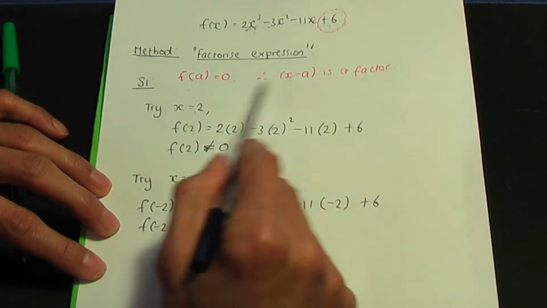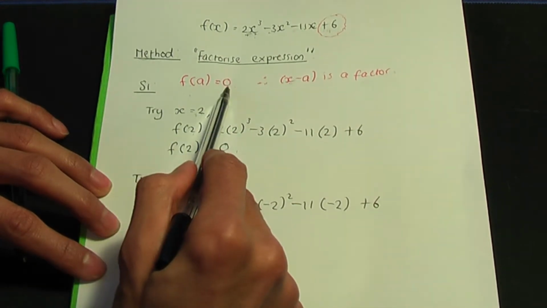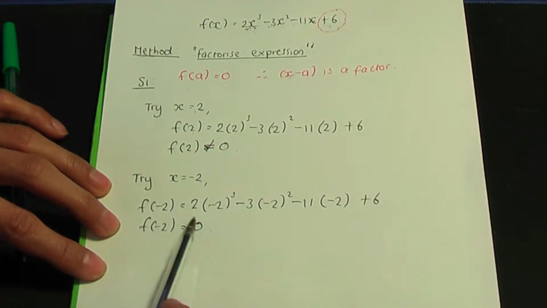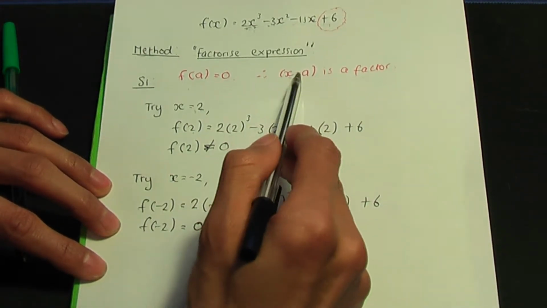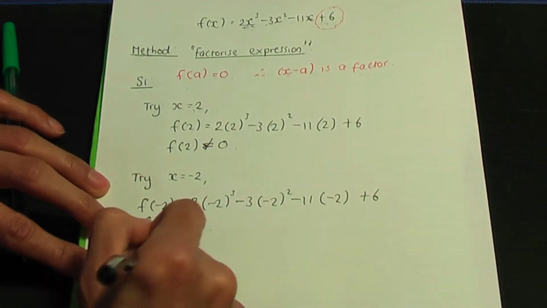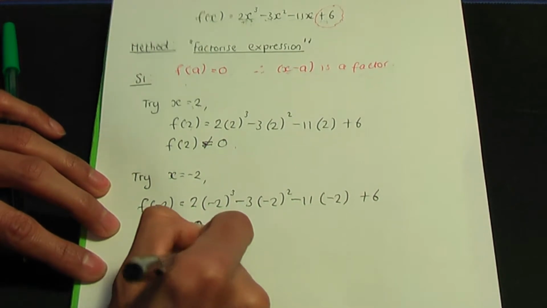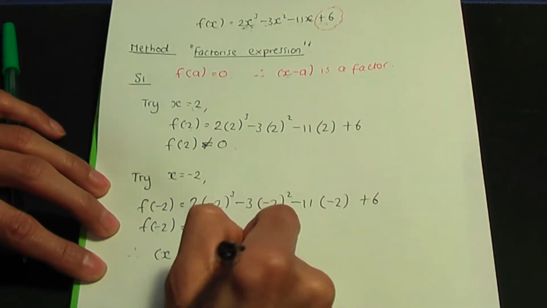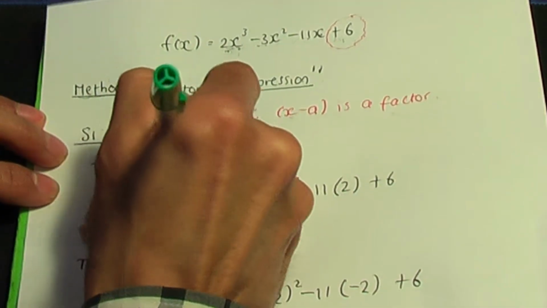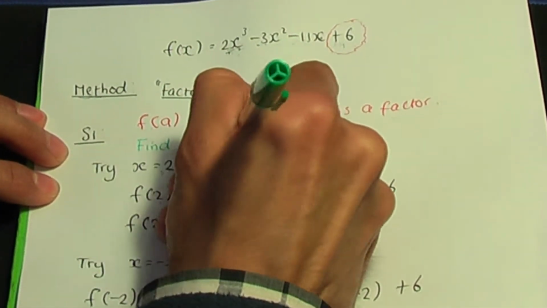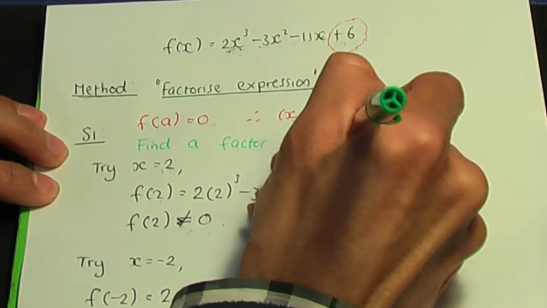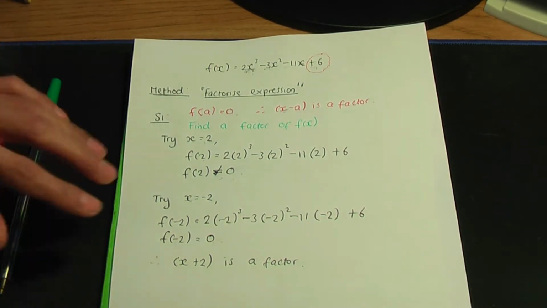From the factor theorem, if f of a is 0, x minus a is a factor. In our case, f of minus 2 is 0. So x minus of minus 2 is a factor of the polynomial. In this case, x minus of minus 2 is x plus 2, which is a factor. The idea of step 1 is to find a factor of your polynomial f of x. So that is step number 1.